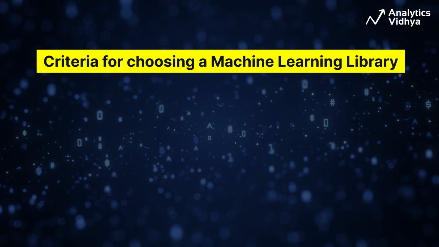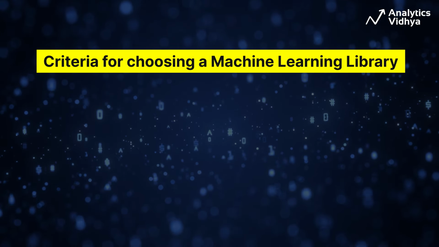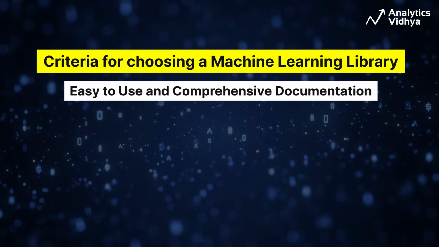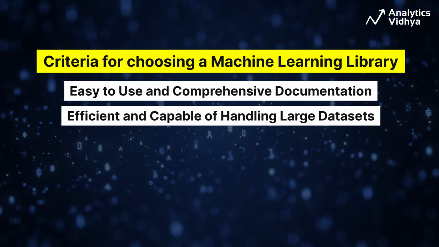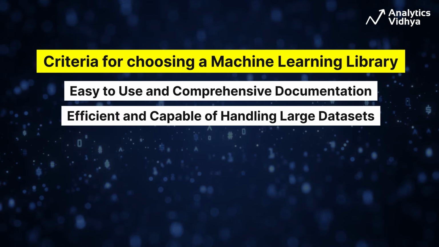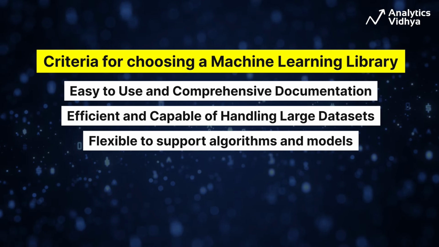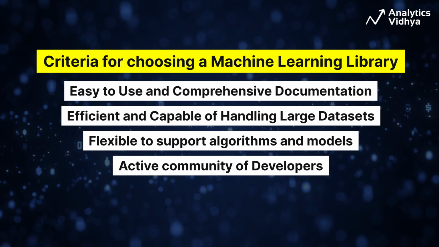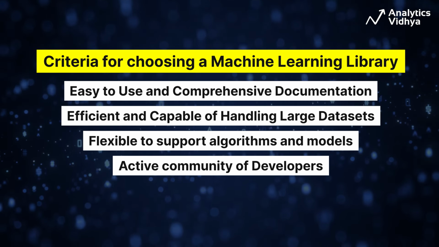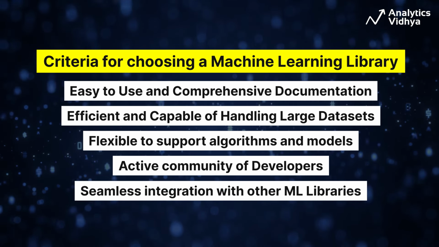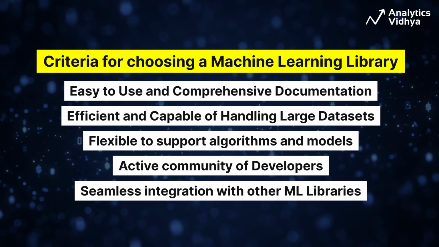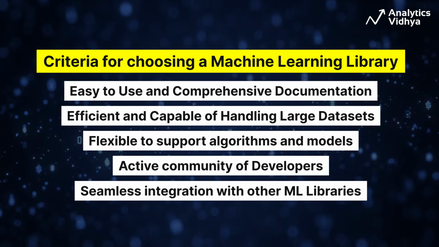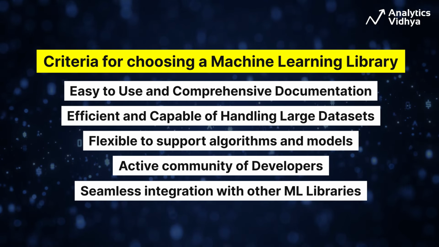There are a few things you must keep in mind while choosing a library for machine learning. First, the library should be easy to use with comprehensive documentation. Second, it should be efficient and capable of handling large datasets. Third, it should be flexible enough to support various algorithms and models. Fourth, it should have an active community of developers who can help you if you get stuck. Finally, the library should seamlessly integrate with other popular libraries in the ML ecosystem. Keeping all of these in mind, let us look at the best libraries for machine learning that are out there.